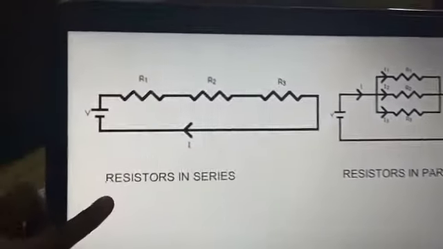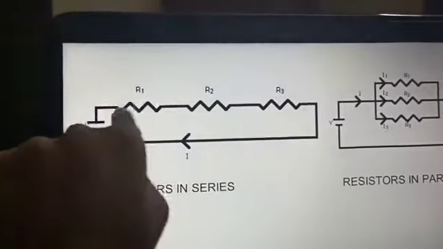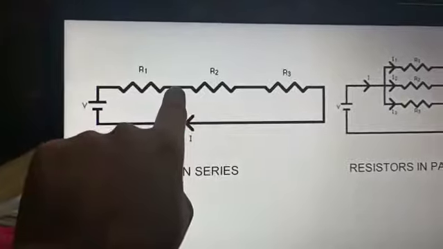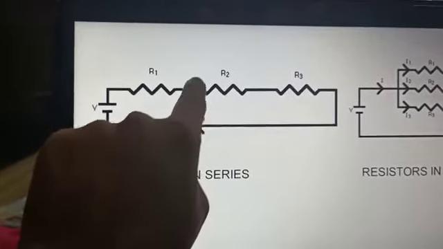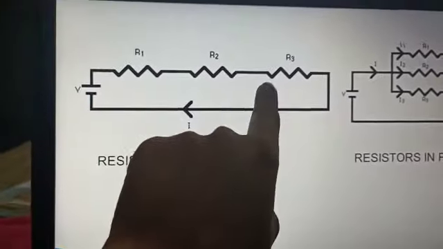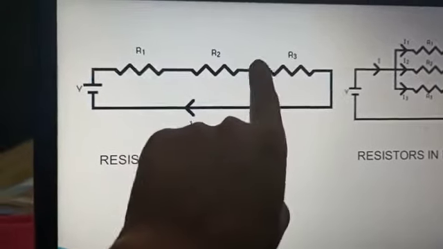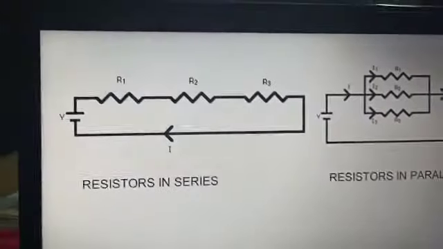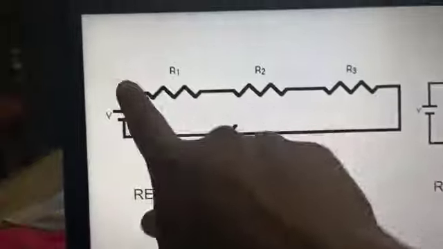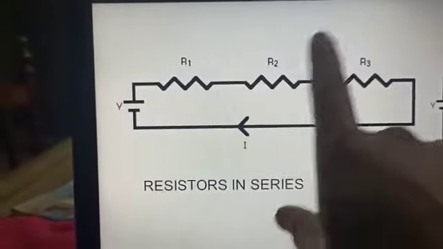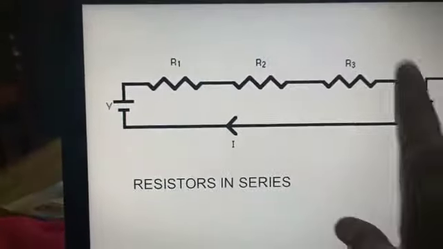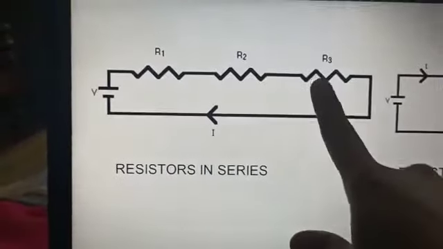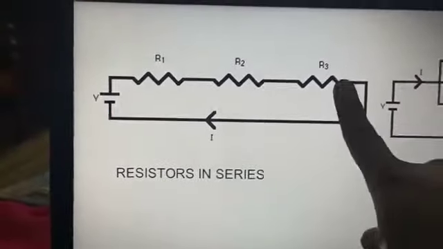This is resistors in series. This is resistor 1. It starts from here, gets over here. Wherever R1 gets over, the same place R2 will start and get over. Wherever R2 gets over, R3 will start and get over. So the back-to-back connection, one gets over, the other starts. The other gets over, the other starts. Back-to-back connection of resistors is known as resistors in series.